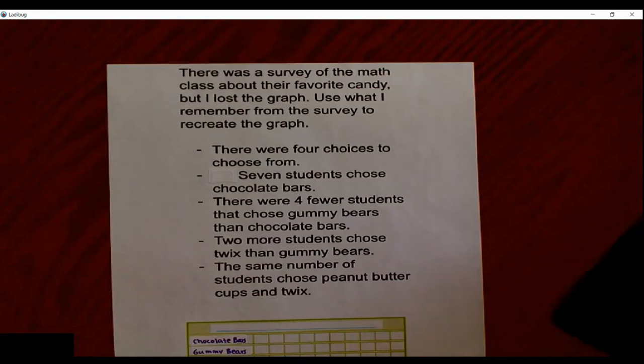Today in math, we are going to focus on a small little word problem. I'm going to show you one and then you're going to do one on your own. Okay, so let me read it to you. There was a survey of the math class about their favorite candy, but I lost the graph. Use what I remember from the survey to recreate the graph.